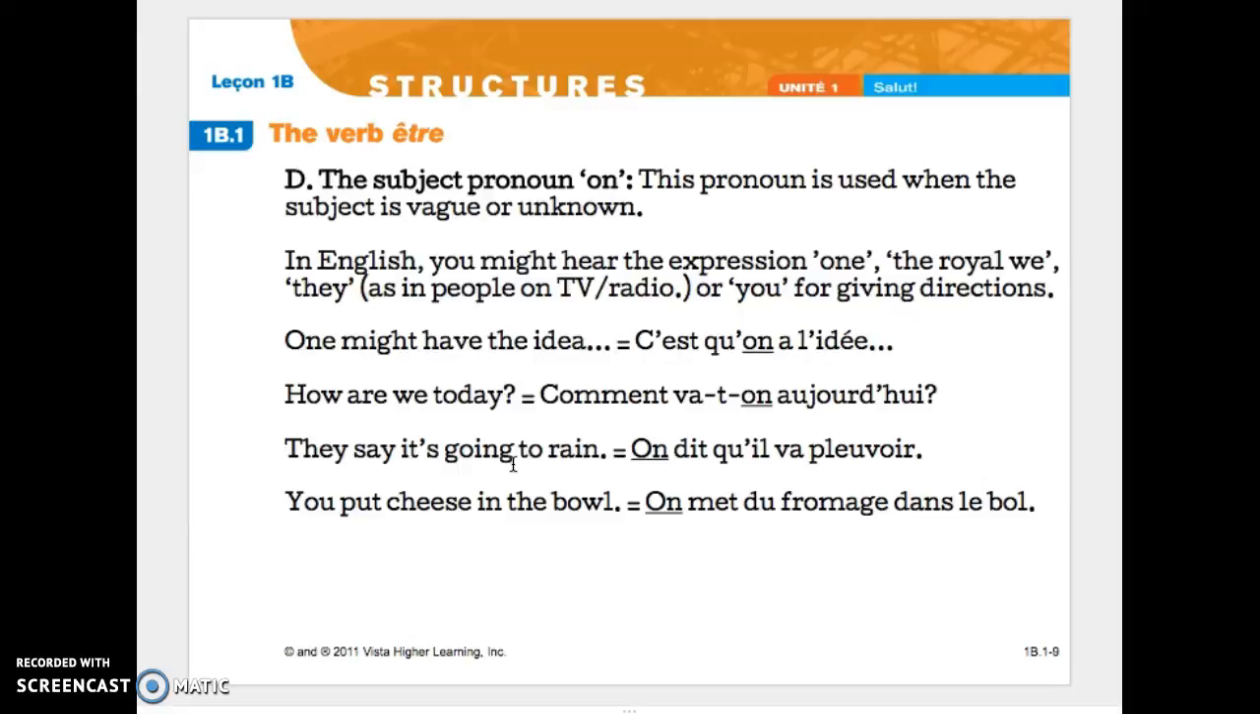It's a longer story. Ask Madame. They, for example, they say it's going to rain today. And also you for giving directions. You put the egg in the bowl, you put the cheese in the bowl. The samples below give you a little bit more of an idea of what that looks like in English and then again in French. And that's the end of the note set.